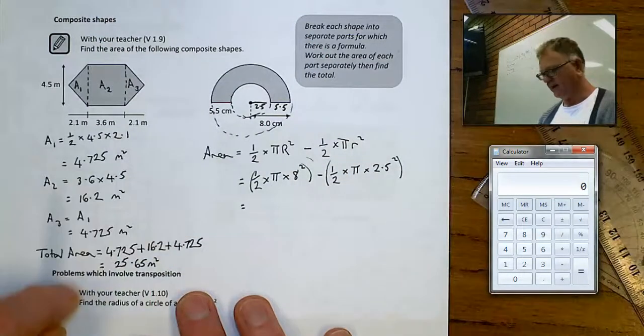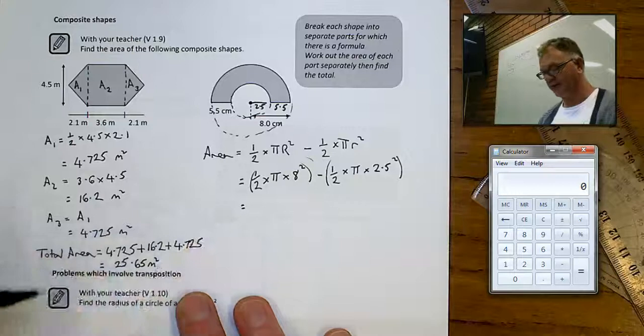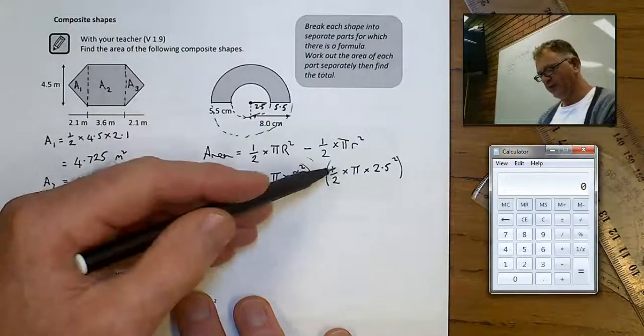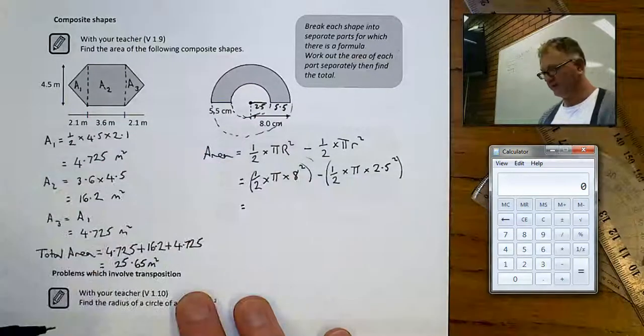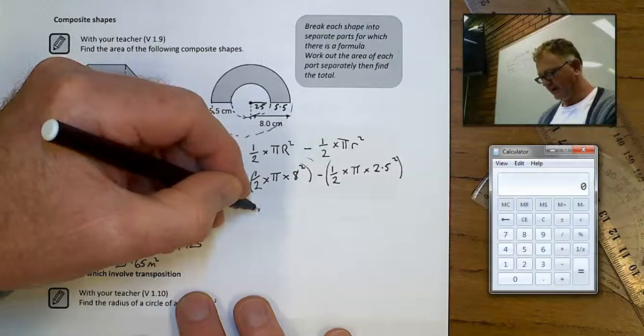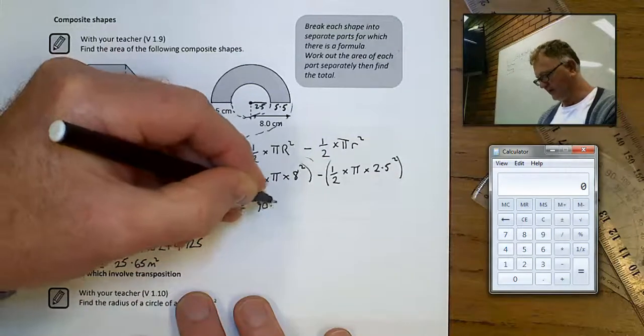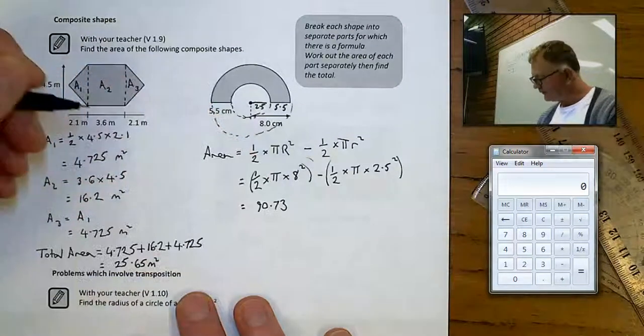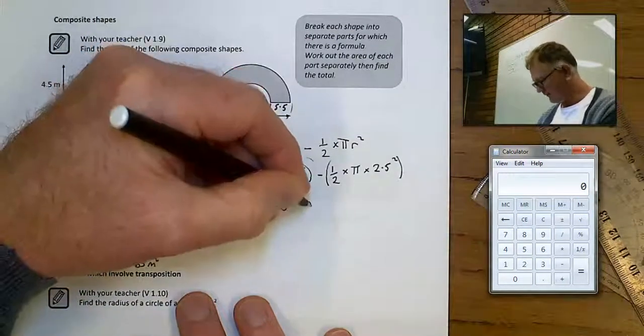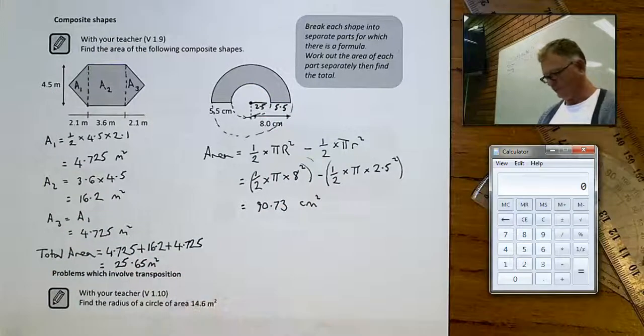You can check these on the calculator yourself, but work these out. Be careful, don't do too many steps on the calculator. This question involves multiplication and subtraction, so work that separately and that separately, then take them away from each other. Answer should be 90.73, and this one is in centimetres. There we go.